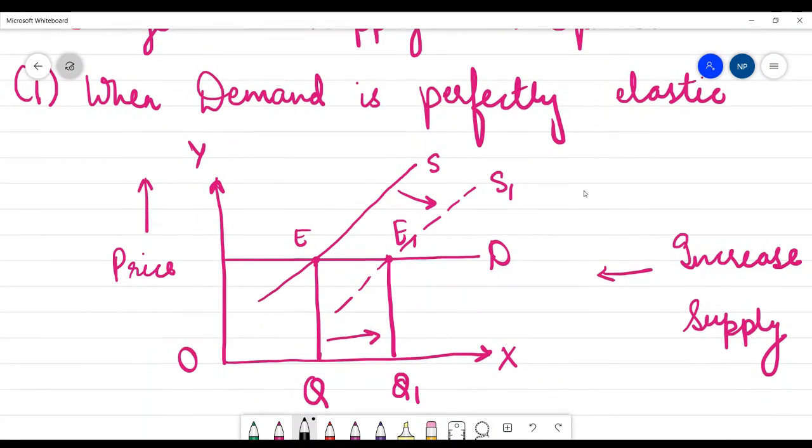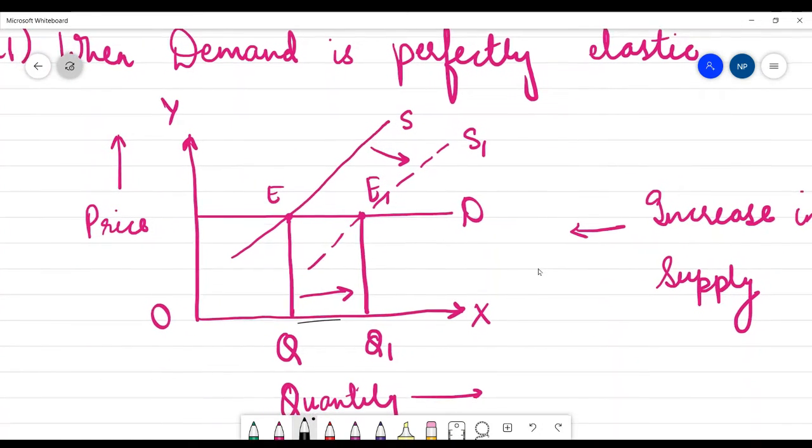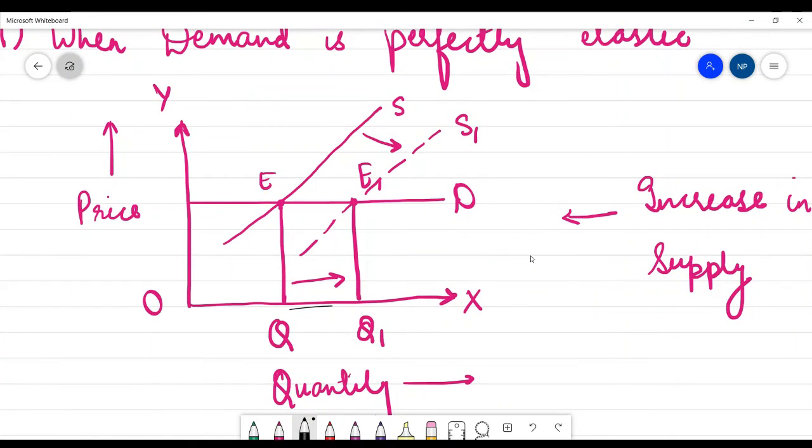So let us discuss the case where demand is perfectly elastic. We all know what happens when it is perfectly elastic. The price remains the same. So an increase or decrease in supply of a commodity doesn't affect the price of that particular commodity. So what kind of shift do we see? In this case, we have again two situations.